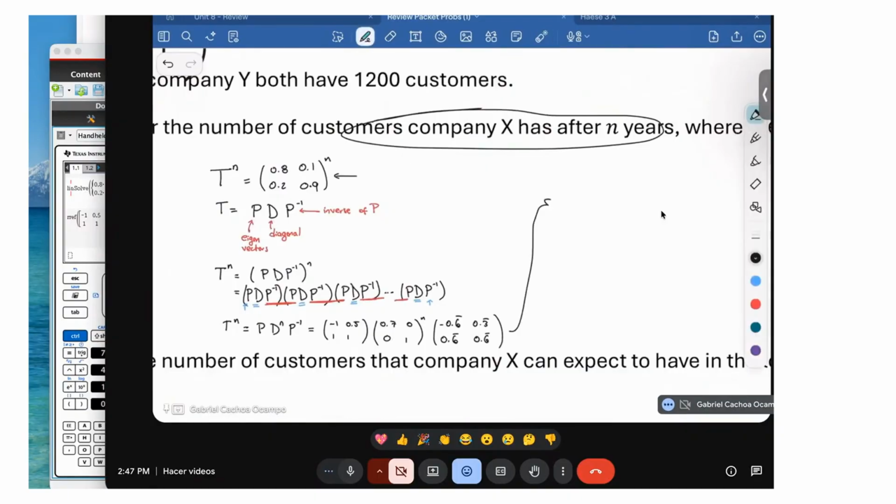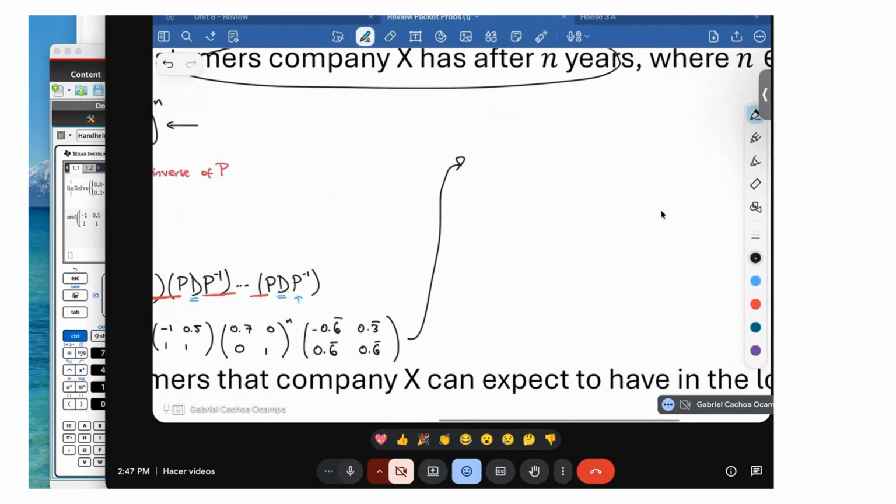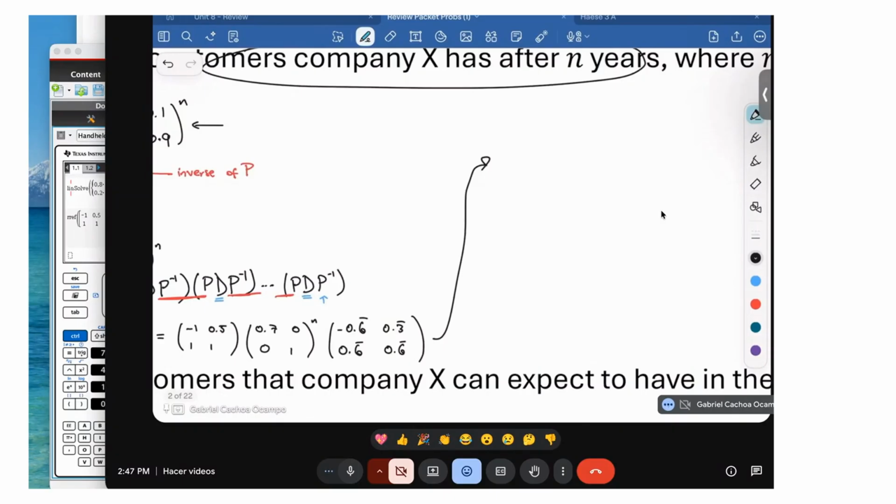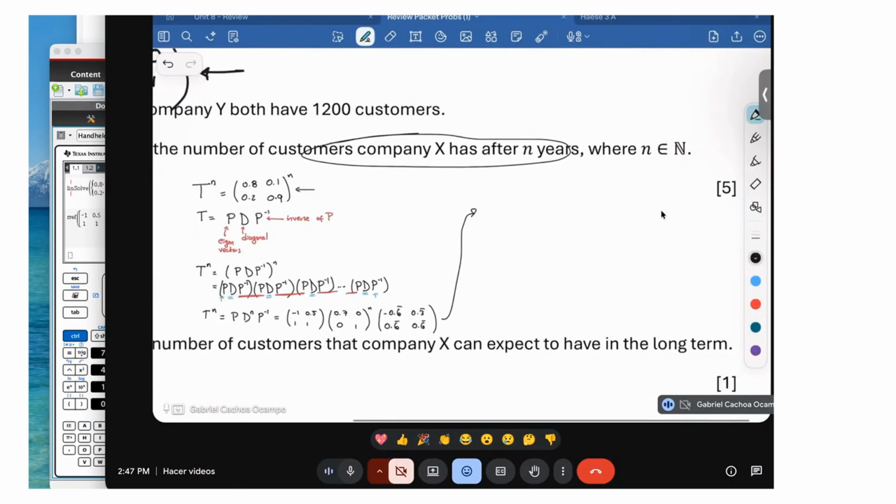So what is this? Now we need to do the multiplication of these three matrices, and the decomposition of these three matrices. And because both companies have 1,200 customers, it is actually a 1,200. This is what I want to find. No, I need to find this multiplication.